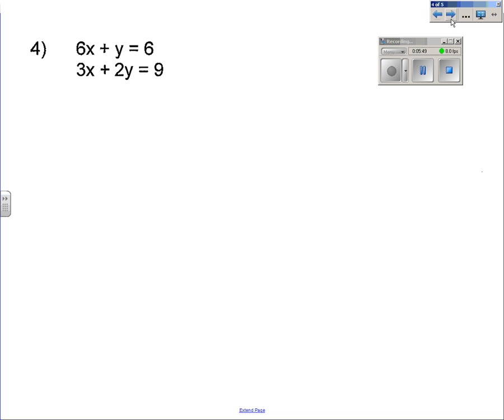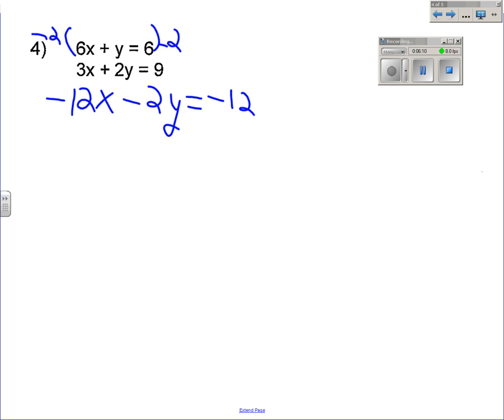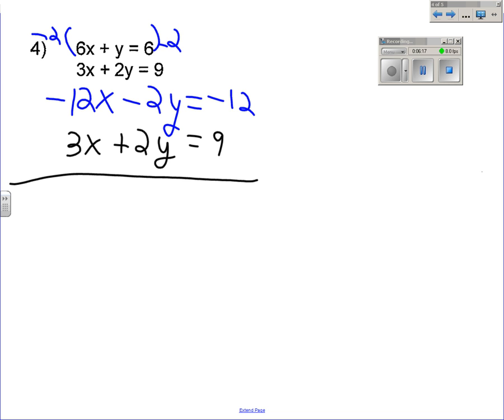Let's see what we got here. So nothing eliminates off the bat on this particular one. I'm going to choose to eliminate the y's, which means I've got a positive 2y on the bottom, so I want a negative 2y on the top. If I multiply everything through on the top by negative 2, I get negative 12x minus 2y equals negative 12. On the bottom, we didn't touch it. When we add the two equations, you get negative 9x equals, in this case, negative 3.